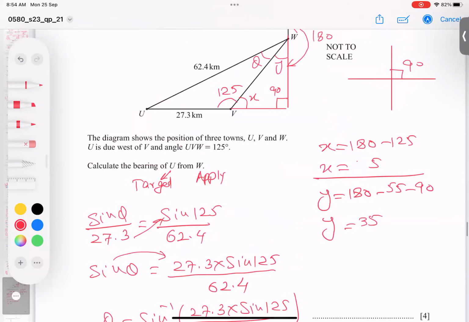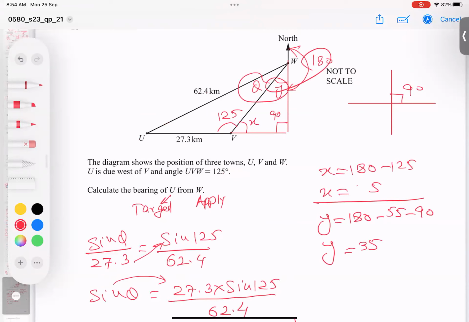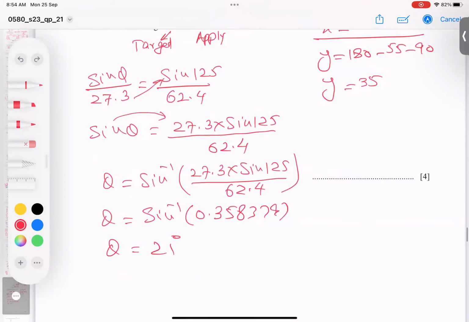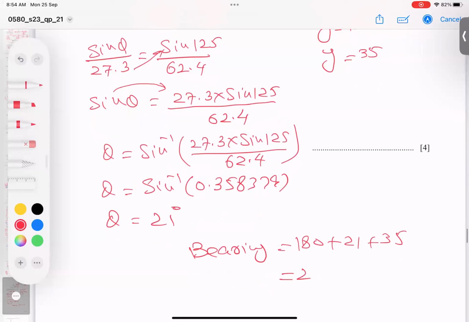So this is 21 degrees, this Y and 180, add them all. That gives us the bearing. So Alhamdulillah Rabbil Alameen. So the bearing becomes what? 180 plus 21 plus 35. I think this point is very clear, and we got the answer here, 239. Okay, and let me recheck again. Maybe I'm getting some error. Okay, wait a minute. Let me check once again.